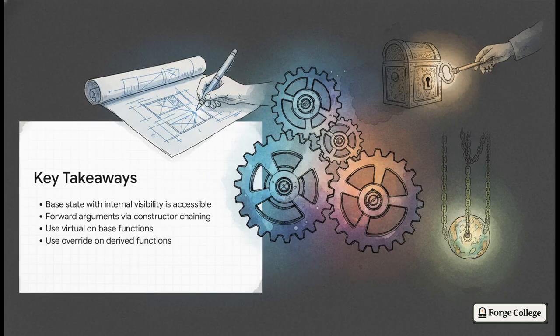Number 1, use internal visibility to securely share state variables with your heirs. Number 2, always forward your initialization arguments using constructor chaining right in the derived contract's header. And number 3, use those virtual and override keywords to explicitly manage how functions are modified down your family tree. If you master these 3 tools, you're going to have incredible power to build highly efficient, reusable code.